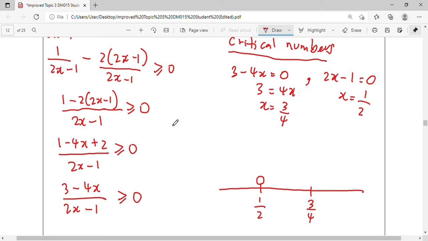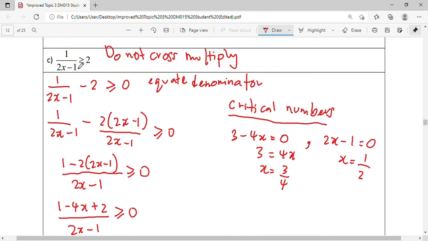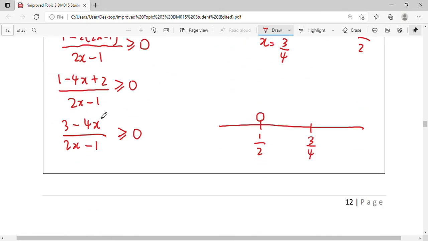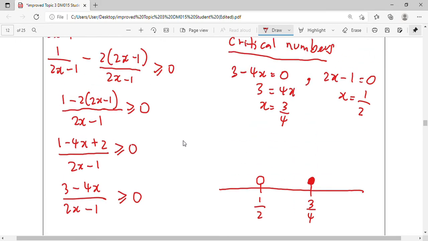Now we need to refer to the inequality sign beside the function in the form of factors. Do not refer to the original question. So here beside the factors is greater than or equal. Greater than or equal is a filled circle. So a filled circle above 3 over 4.